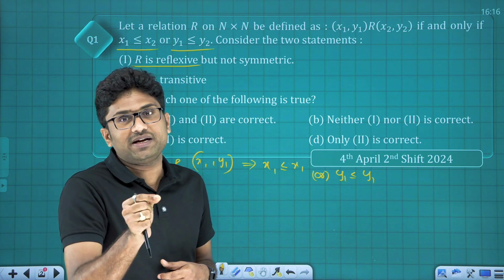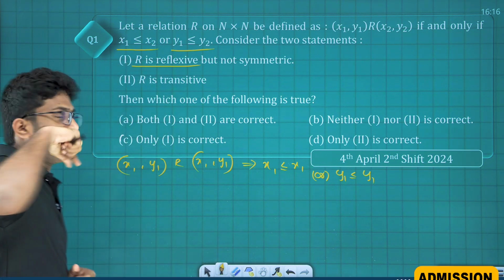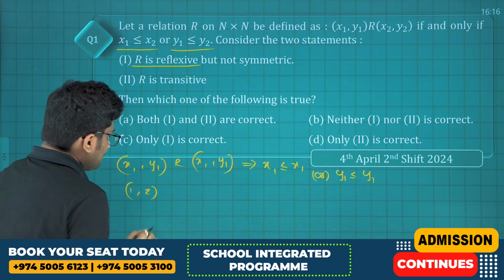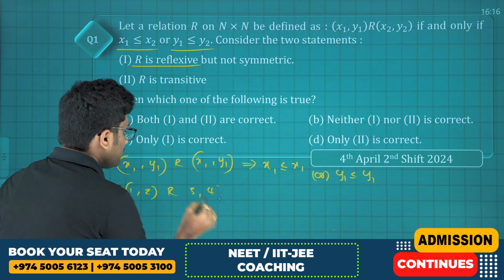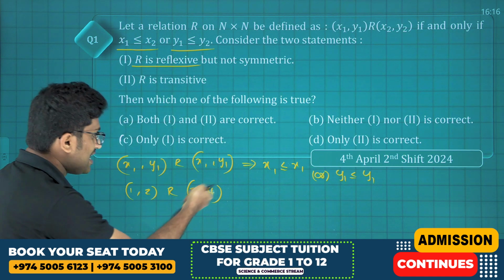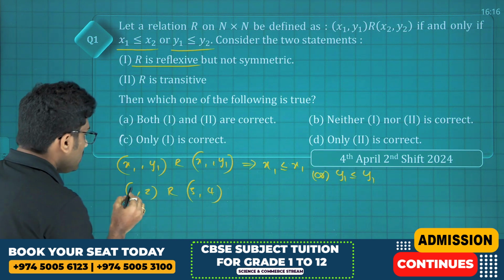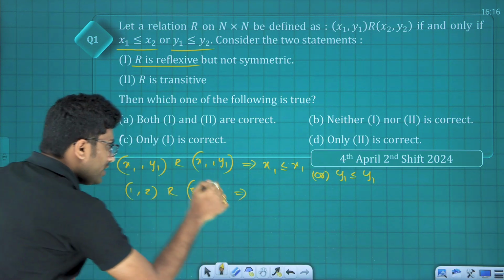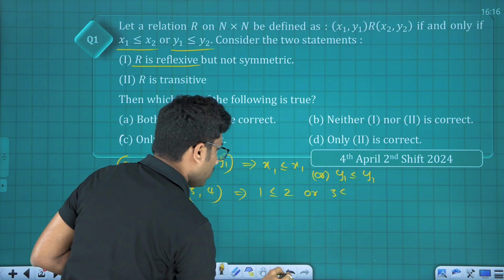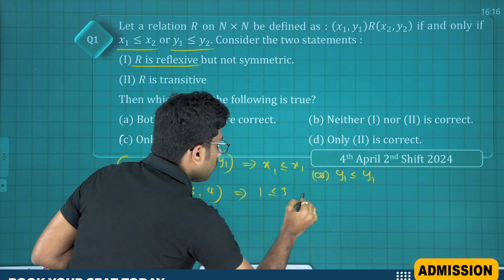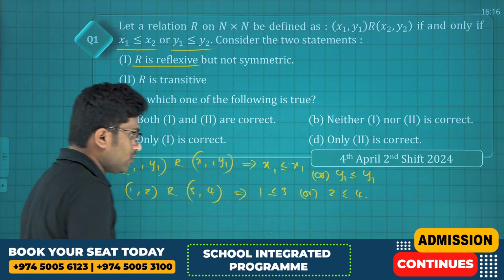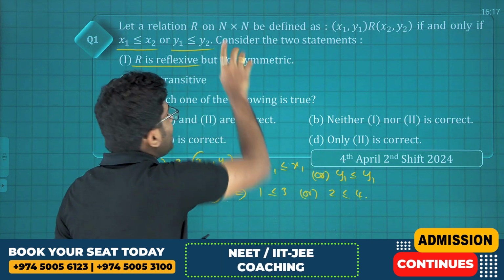Now we'll see whether it is symmetric or not. In that case, we'll take one ordered pair: (1, 2) is related to (3, 4). Yes, 1, 2, 3, 4 are natural numbers. See this, friends. (1, 2) is related to (3, 4) implies 1 is less than or equal to 3 or 2 is less than or equal to 4. Clearly, (1, 2) is related to (3, 4) because it satisfies the given definition.